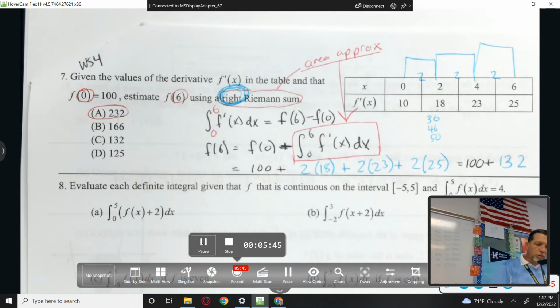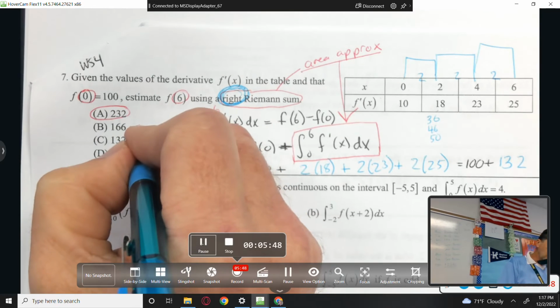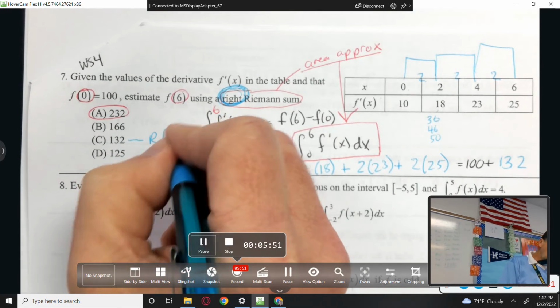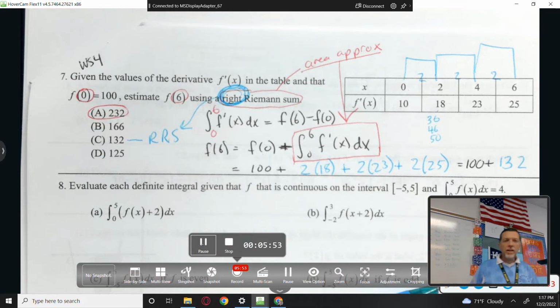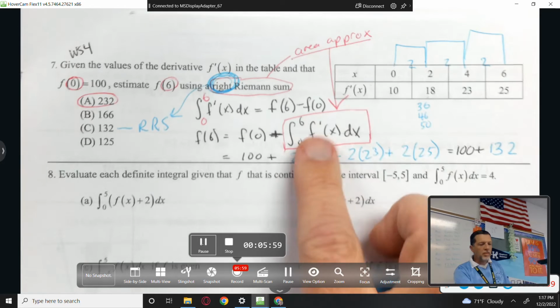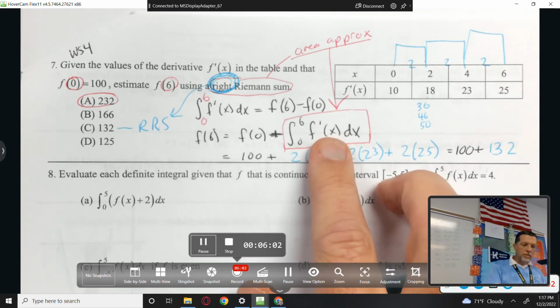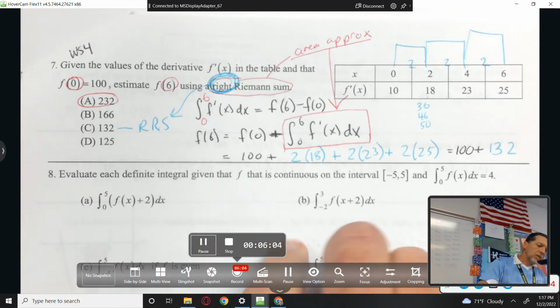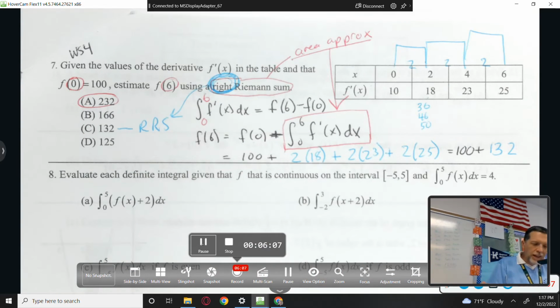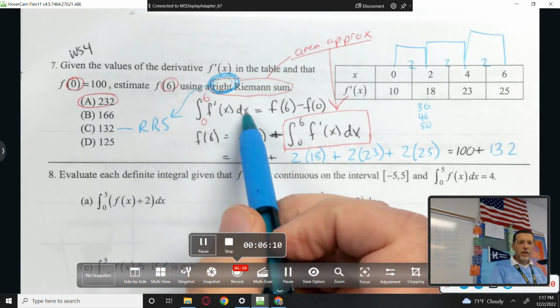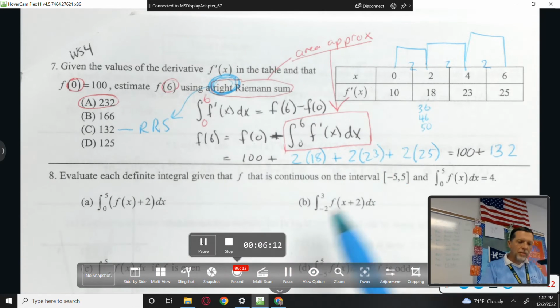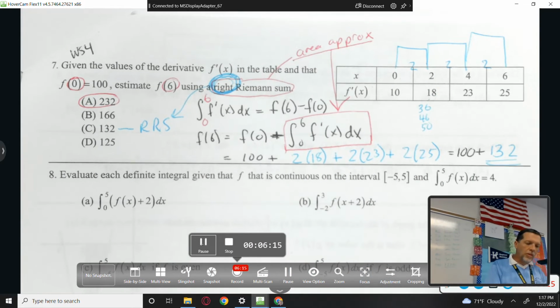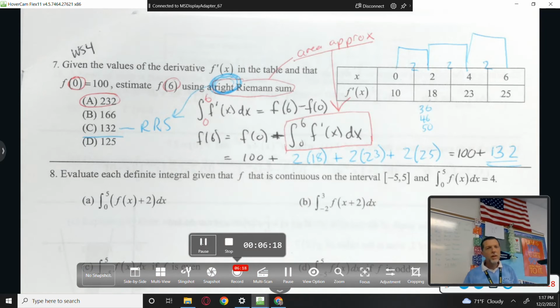But if all you do is the right Riemann sum, that's not the answer. You've got to add 100. The right Riemann sum is 132, but that's not what they ask you to find. That Riemann sum estimates the integral, but then we have to know where we started. This is not a tricky question, but you've got to be careful, because if you just scan through it and think, oh, right Riemann sum, I'll just do that and get 132, and of course they included that as an answer, but that's not what they ask. So you've got to be careful on these problems.